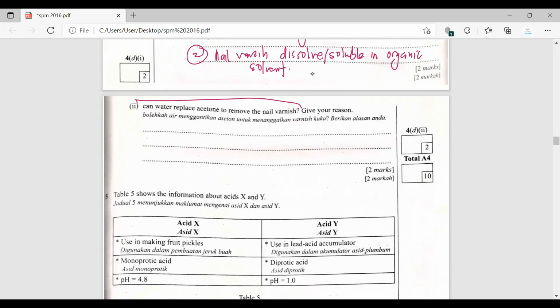Can water replace nail varnish? So easy, this answer. Navina, if I teach you take water to take out my nail varnish here, to take out my painting on my fingers, can or cannot, Navina? Cannot. No, so you got 1 mark for no already. Okay, give me the reasoning. Why not?